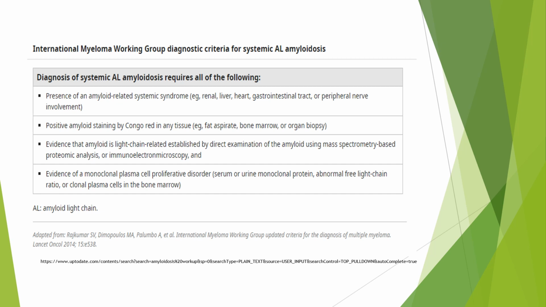Then there needs to be evidence that amyloid is light chain related, which we are going to establish by direct examination of the amyloid using mass spectrometry, and that is why we do it, or immunoelectron microscopy. And then there needs to be evidence of a monoclonal plasma cell proliferative disorder of any form, some sort of plasma cell dyscrasia that's taking place. There's an abnormal free light chain ratio that we're seeing. There is a serum or urine monoclonal protein that's present, or there are clonal plasma cells in the bone marrow. So this is basically an international myeloma diagnostic criteria for diagnosing systemic AL amyloidosis.